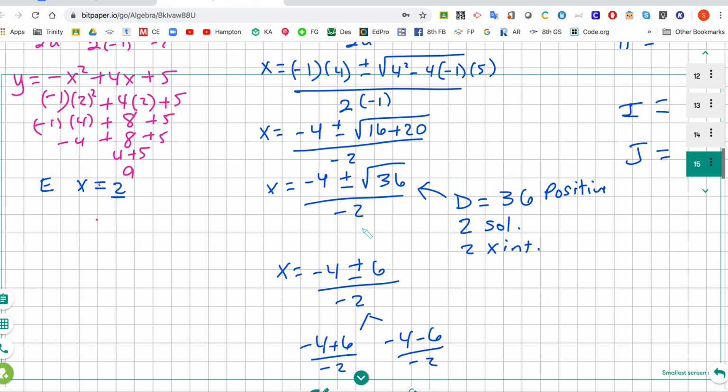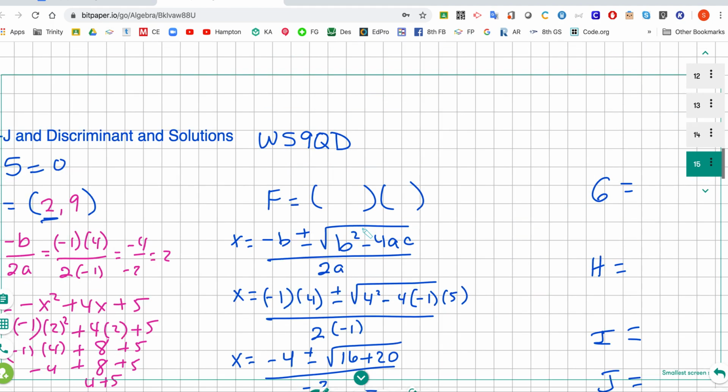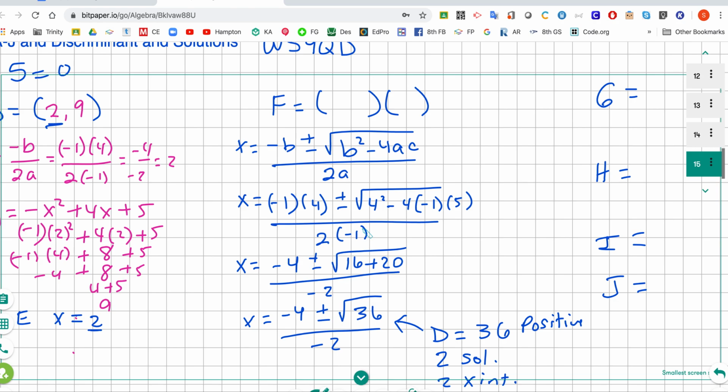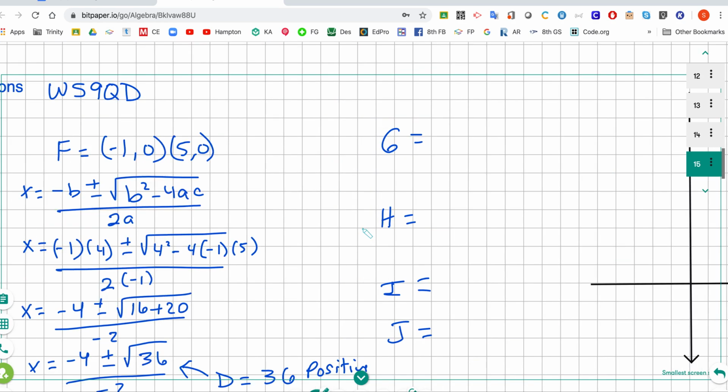So we'll come back up here and fill in our x-intercepts are -1, 0, and 5, 0. We now know our roots because we use our same values for our x-intercepts, so -1, 5.